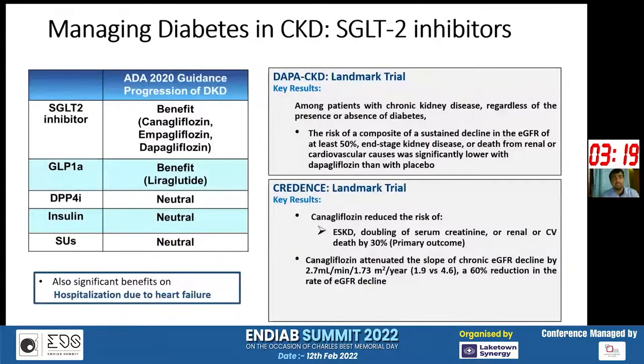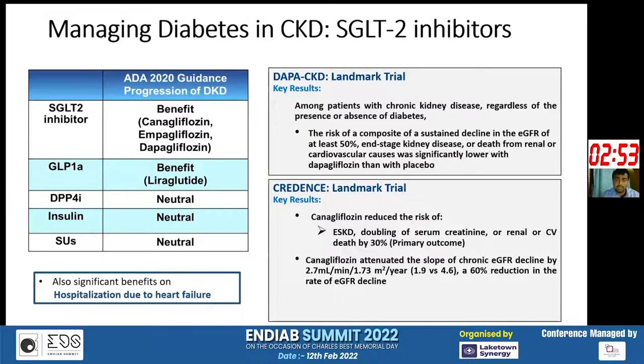However, coming to the SGLT2 inhibitors, if we look at the renoprotection potential of SGLT2 inhibitors, the DAPA-CKD and CANVAS trials clearly show that there is a significant benefit with eGFR decline as well. And also there are significant benefits on hospitalization due to heart failure in patients with CKD.